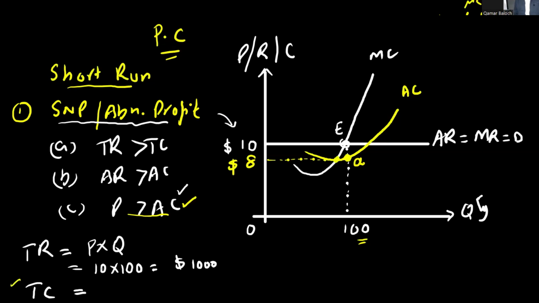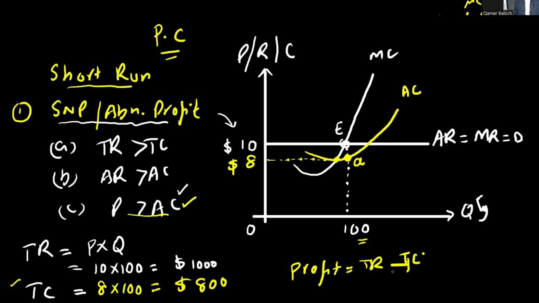So what will be the total cost then? If per unit cost is $8 and you are producing 100 units, so 8 into 100 will make like $800. And now you can use the formula of profit. Profit is equal to total revenue minus total cost. And we have total revenue equal to $1,000 and we have total cost equal to $800. So firm will earn $200 profit, that is supernormal profit.